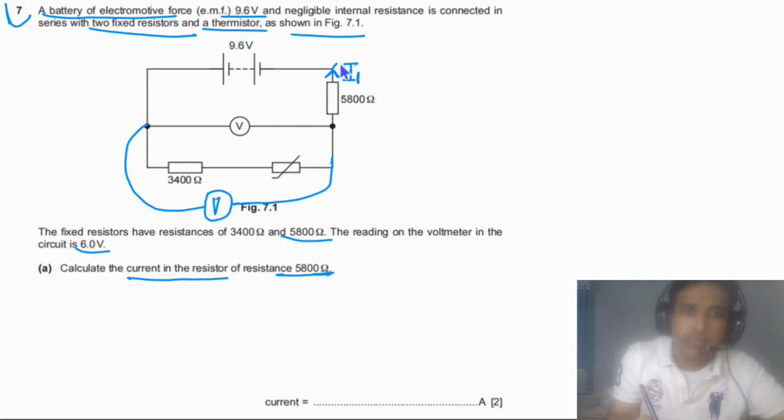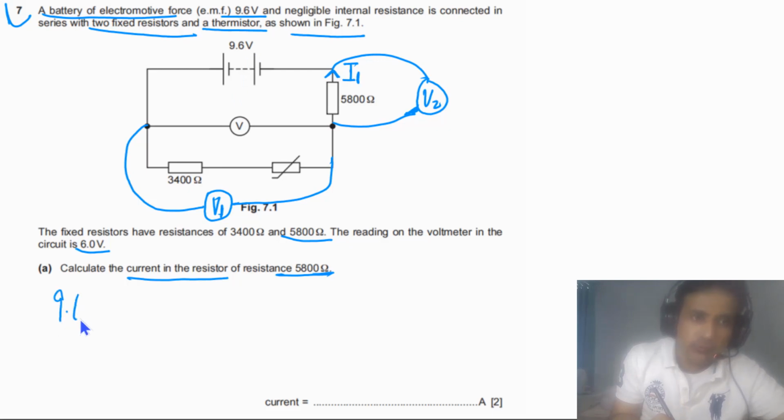Another voltmeter we can connect across this resistor. Let's say this one is V2. So this is our second voltmeter and this one is our first voltmeter. So in this case 9.6 volts, the EMF of the battery, has to be equal to V1 plus V2. V1 in this case is given to us, that is equal to 6 volts, the reading on this one, and the reading on this voltmeter, they are the same because they are connected between the same two points. This is 6.0 volts, so we can say this is 6.